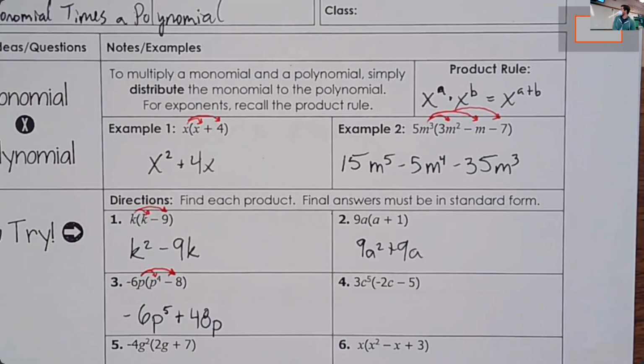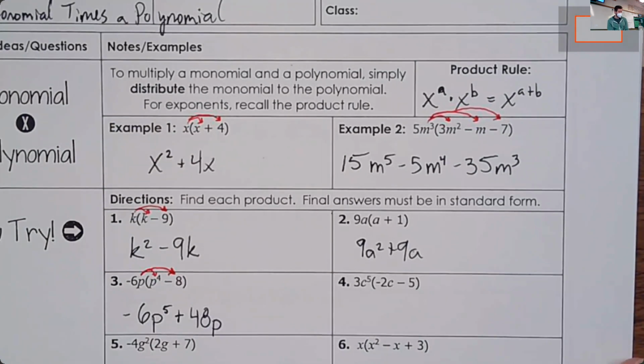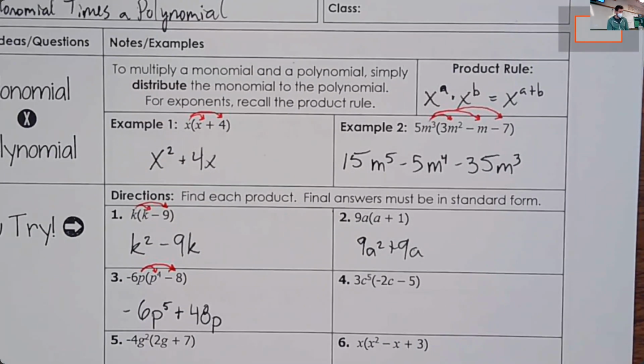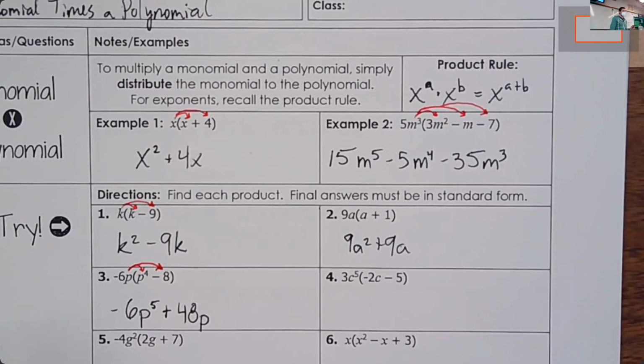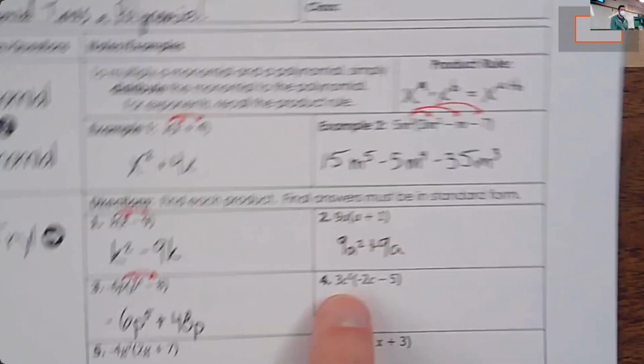All right, 4. We'll do this one, and then after that, I'll let you loose to work on 5 through 14. So number 4, thoughts on that one? 3c to the 5th times negative 2c. So again, we're multiplying the regular numbers, and then we're adding the exponents with the same bases. Negative, yep, 6c to the 6th power, okay.